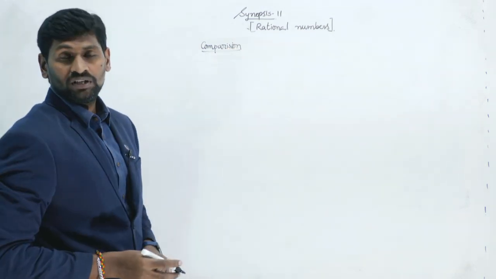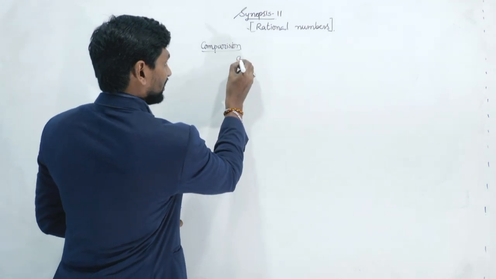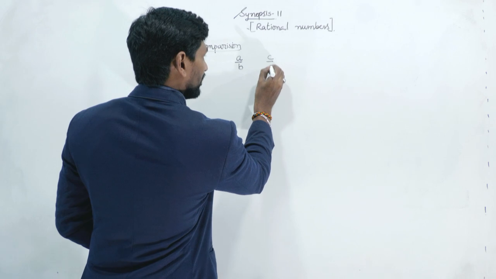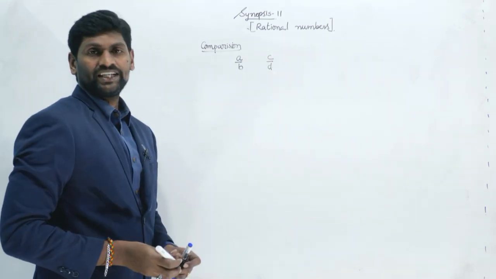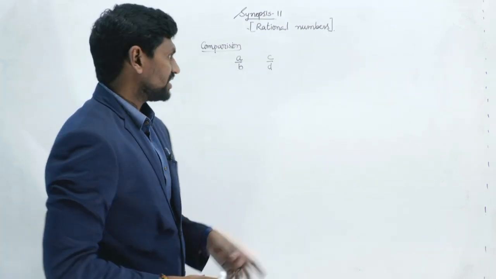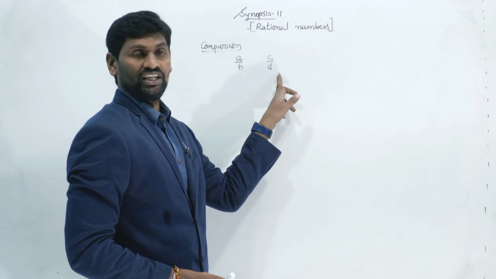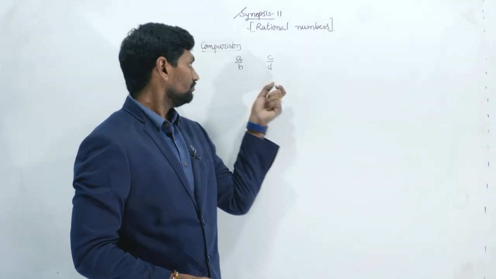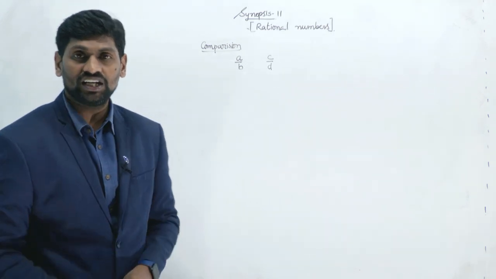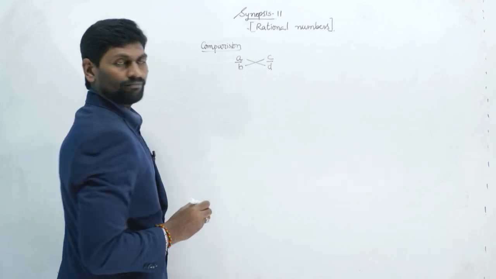For example, if you identify any two rational numbers, the first rational number is a by b and the second rational number is c by d. Two rational numbers are given like this, both having different denominators, here b and here d. To identify which is smaller and which is greater, we just do cross multiplication.